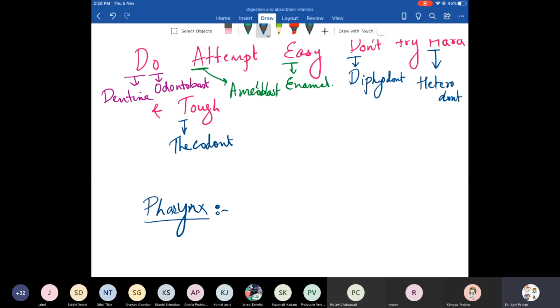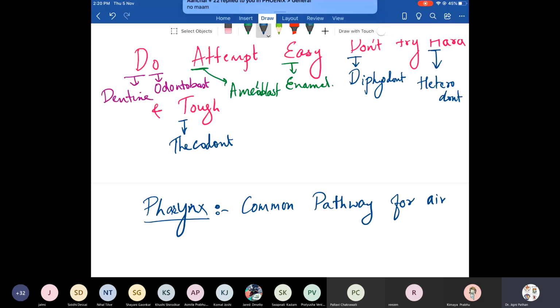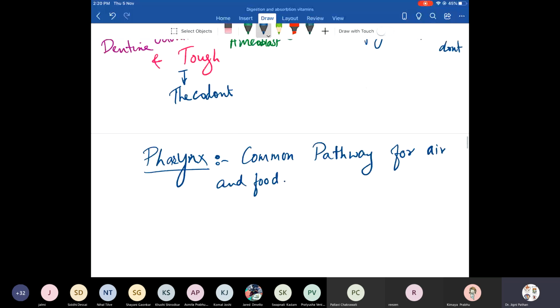Pharynx, a very important question can be from here. Common pathway, common pathway for air and food. Very important question. It's a common pathway through which air and food pass. Remember, this pharynx has three parts.